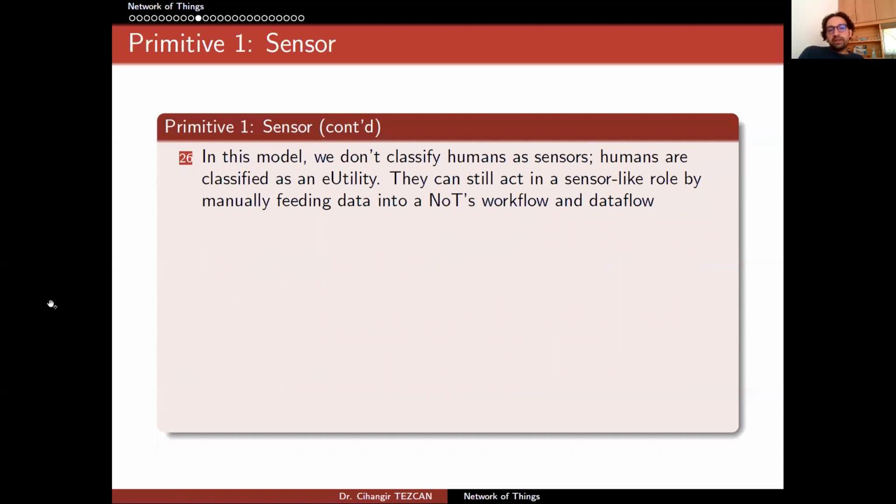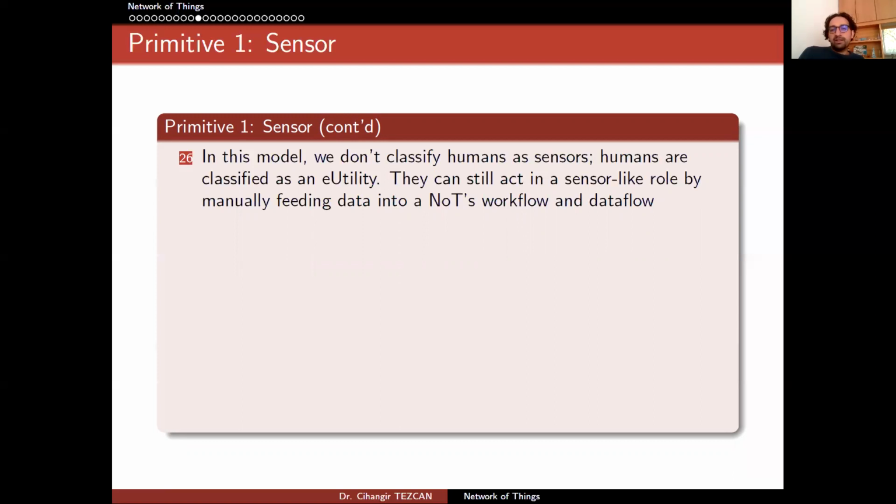In this model, we don't classify humans as sensors. So this is important in the NIST document. NIST doesn't consider humans as sensors. Again, I told you that people don't have an agreement on the definition of Internet of Things. So some people consider humans as also sensors, but NIST, and so we in our course, will not consider humans as sensors. Humans are classified as an external utility in this document and also in our course.